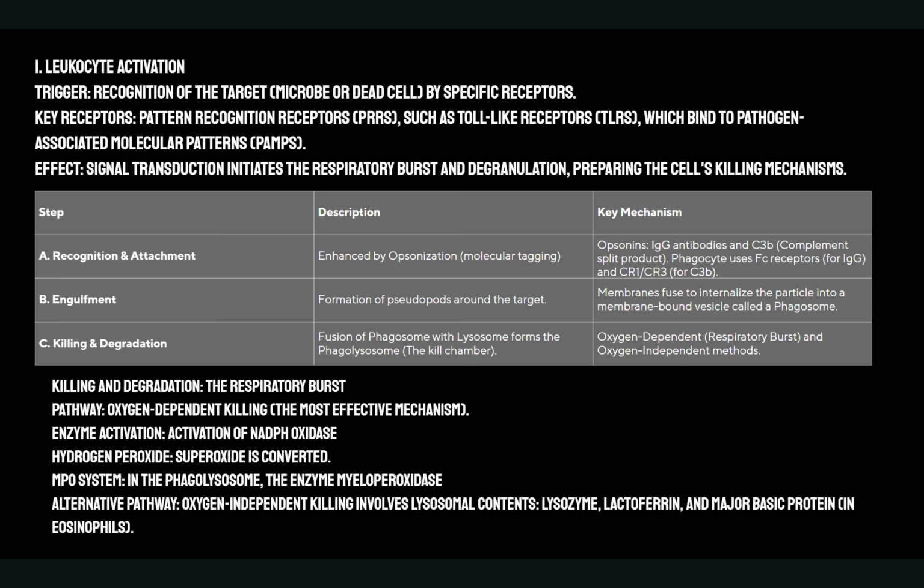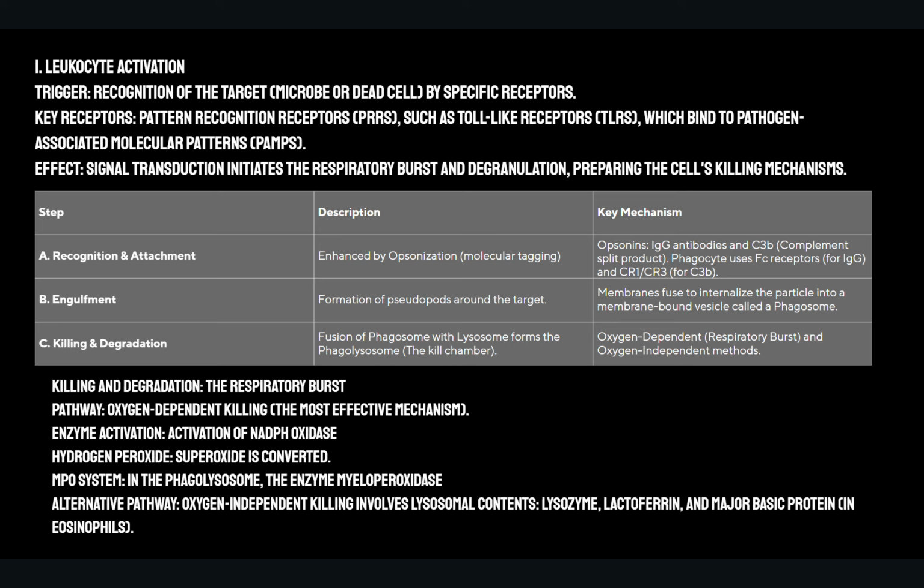Killing and degradation. The phagosome fuses with the lysosome to create a highly acidic and toxic phagolysosome, the final kill chamber. The respiratory burst. So this is the final high-yield pathway for rapid microbial death. It's oxygen-dependent killing. Upon ingestion, the enzyme NADPH oxidase is assembled and activated, converting O2 into the highly reactive superoxide radical. Then superoxide is converted to H2O2.